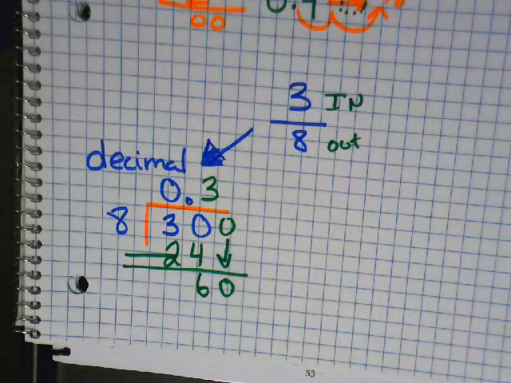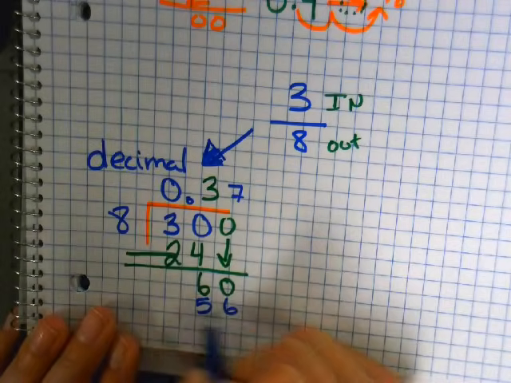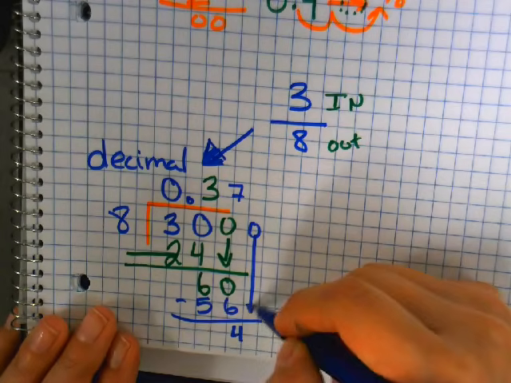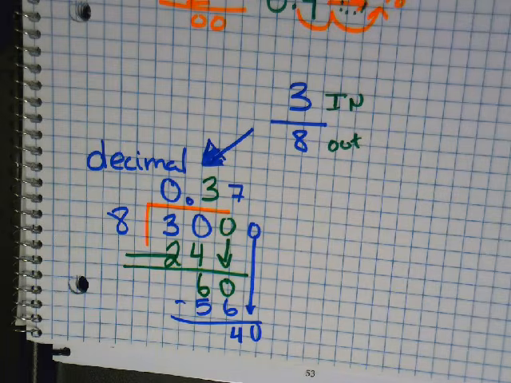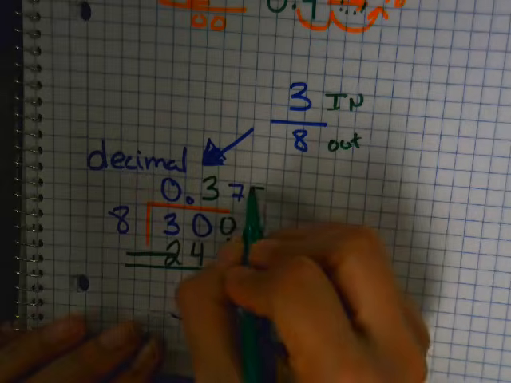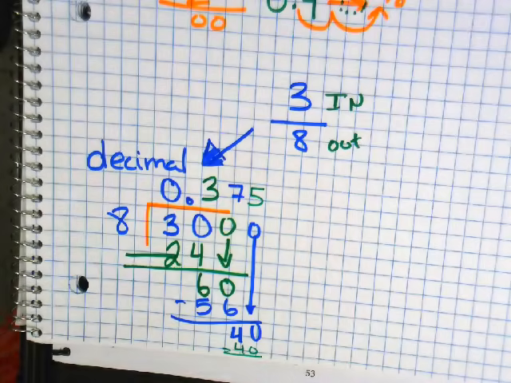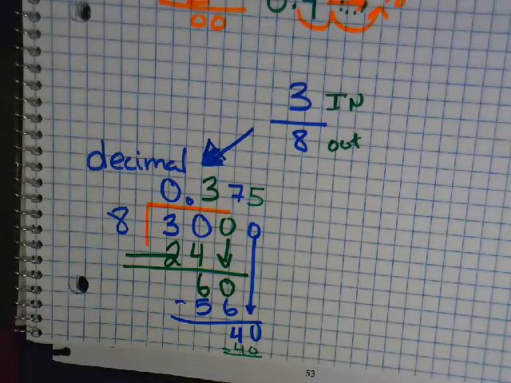How many times does 8 go into 60? 7. What's 7 times 8? 56. What's my remainder? 4. Add another 0. Going into the thousands. How many times does 8 go into 40? 5. That gives me 40, and I'm done. So what is my decimal? My decimal is 0.375.